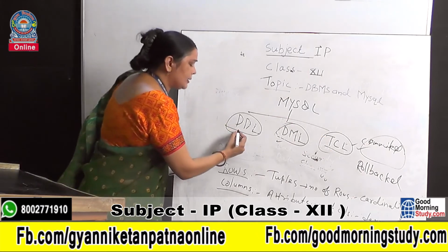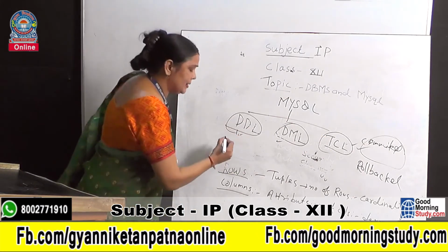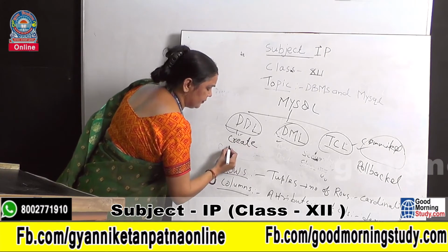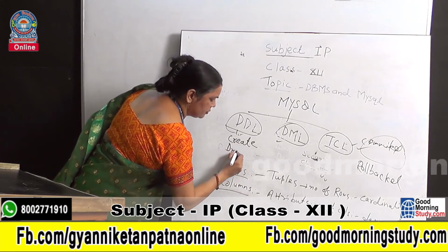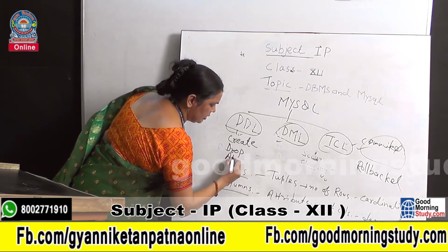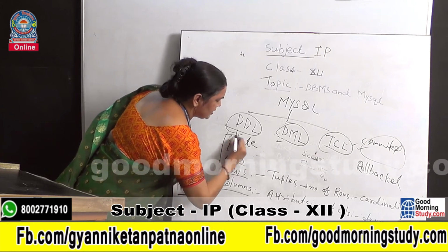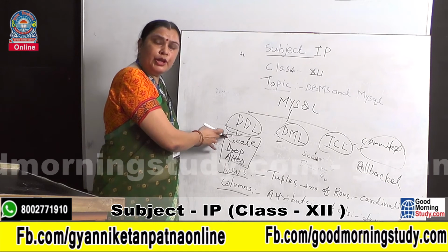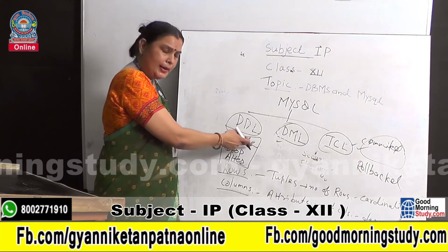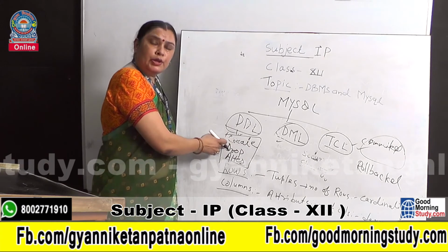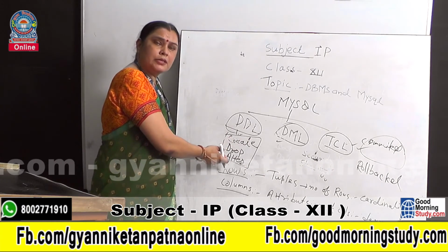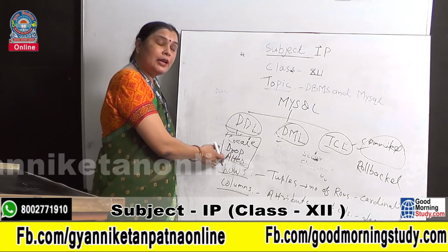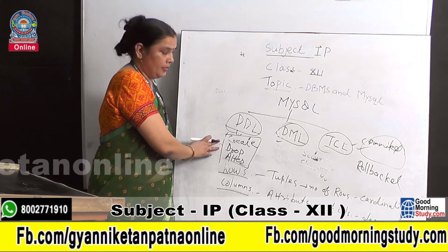The commands that come under DDL are, first, create, second, drop, and third, alter. These three commands come under the DDL commands. The create command is used for creating a table or a database. The drop command is used to drop a database or a table. And the alter command is used to modify the structure of a table.